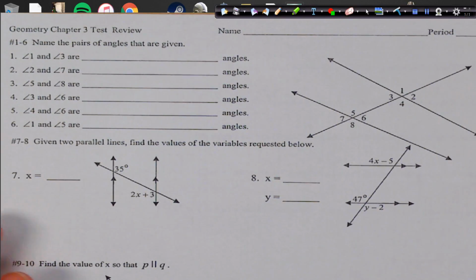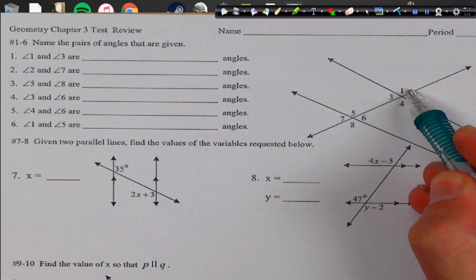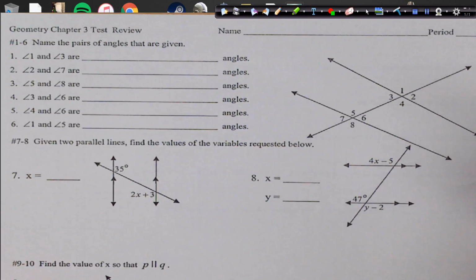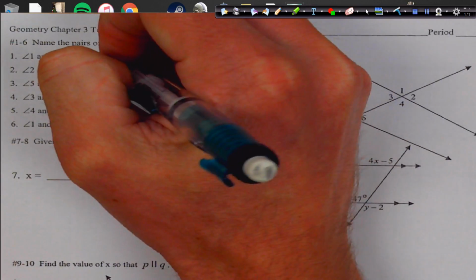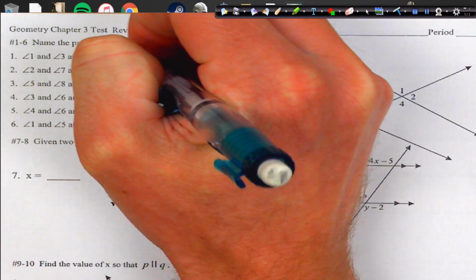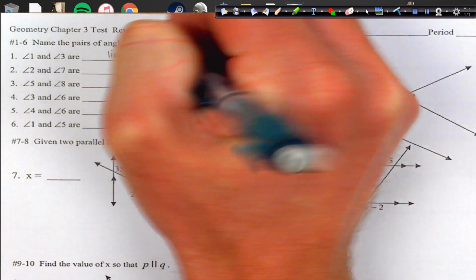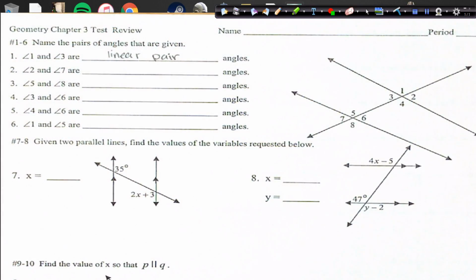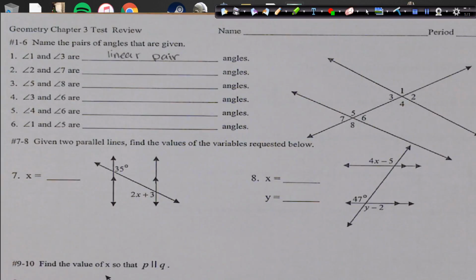1 and 3. What kind of angles are 1 and 3? I know a lot of you want to say supplementary, but they are a linear pair. We need to use linear pair as our name. They're right next to each other. Supplementary means they do add to 180, but the correct answer is a linear pair.